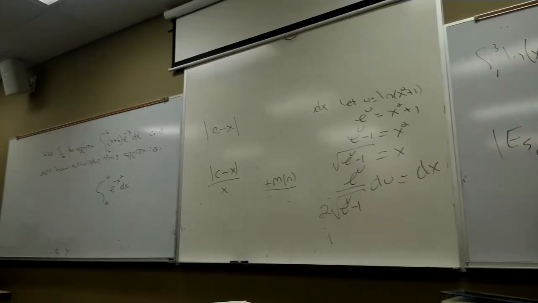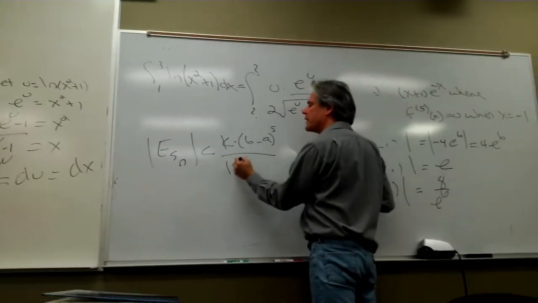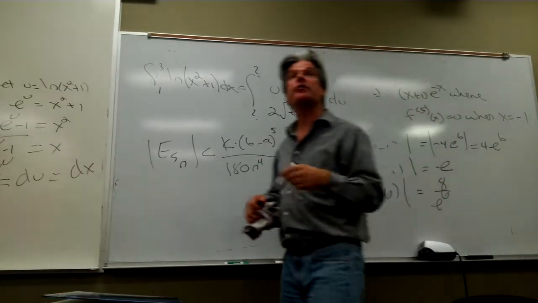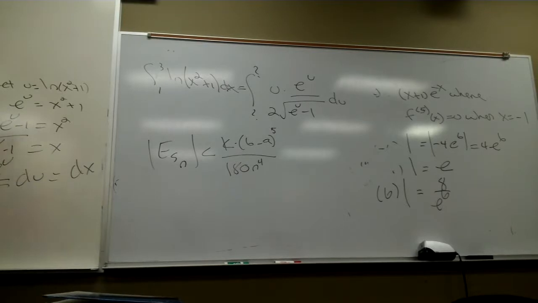That this is bounded above by k times (b minus a) to the fifth over 180 times n to the fourth. I do need you to be able to use this formula. I just don't expect you to remember it. So in an exam or an in-class quiz situation, I would somehow give it to you, whether it's on the exam or I slap it on the front of the board. Now, I may not tell you where to use it, but I'll certainly give you the formula. And you know when to use it by a question like this.